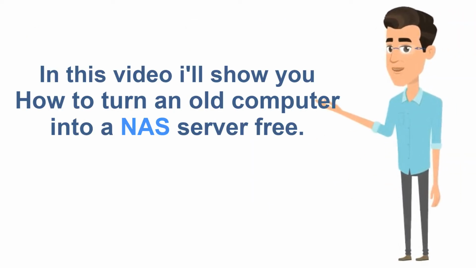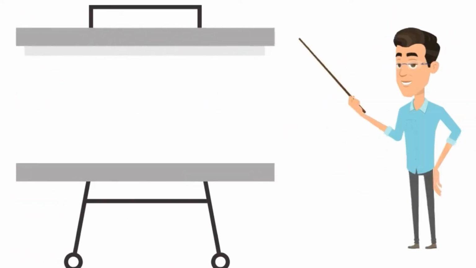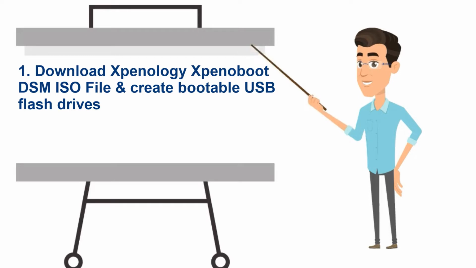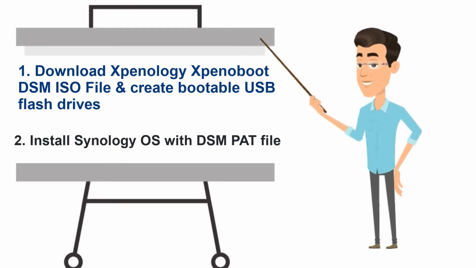In this video, I'll show you how to turn an old computer into a NAS server for free. You just need to follow two simple steps for creating a NAS server. Step 1. Download Synology's Pinoboot DSM ISO file and create bootable USB flash drives. And step 2. Install Synology OS with DSM PAT file.